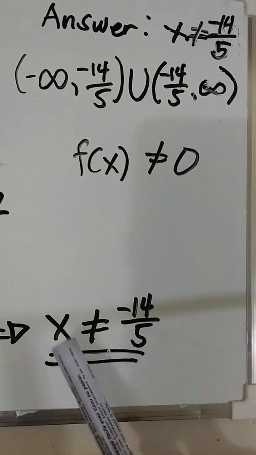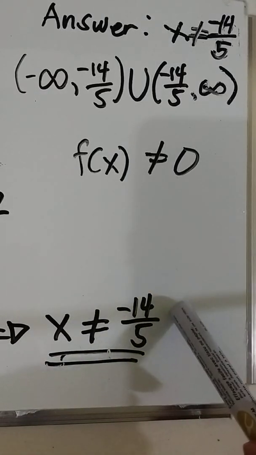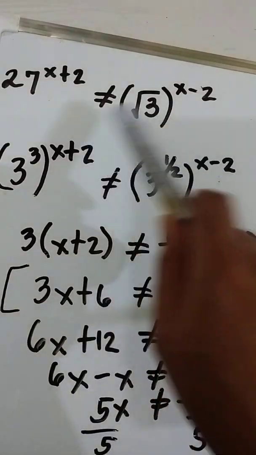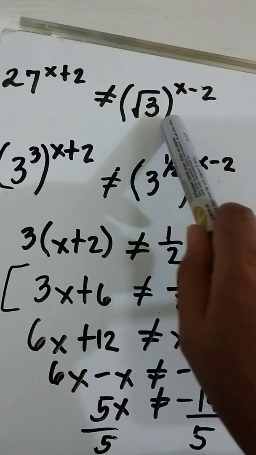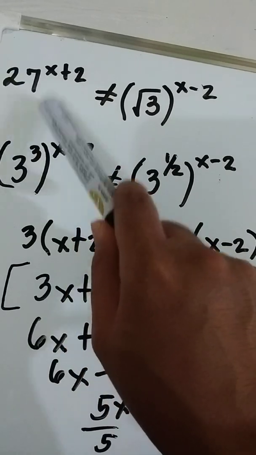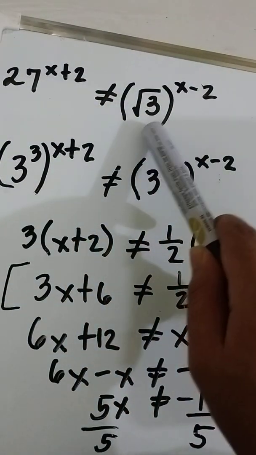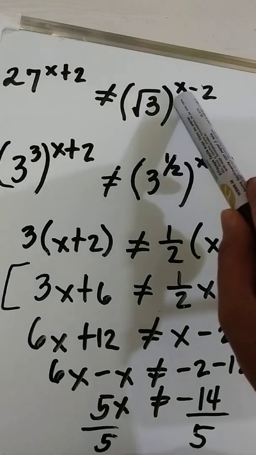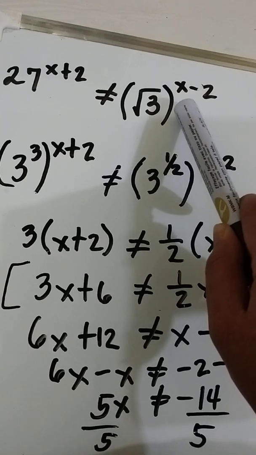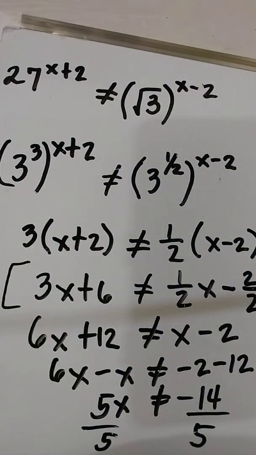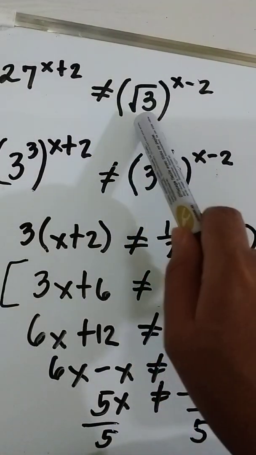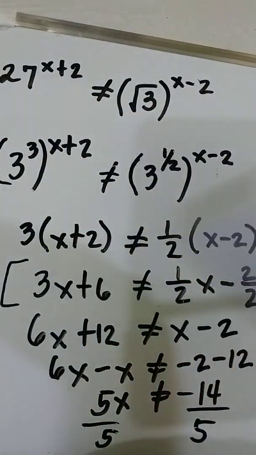Because when we substitute negative 14 over 5 into our given inequality, the two sides are equal. If I'm not mistaken, this is approximately 0.072. Then when we change this x by negative 14 over 5 as well, the answer is the same, which is approximately 0.072. So it will make this inequality false.